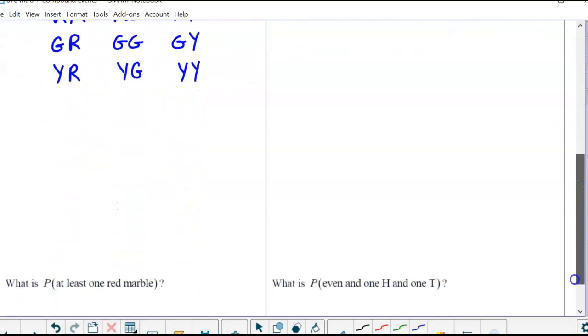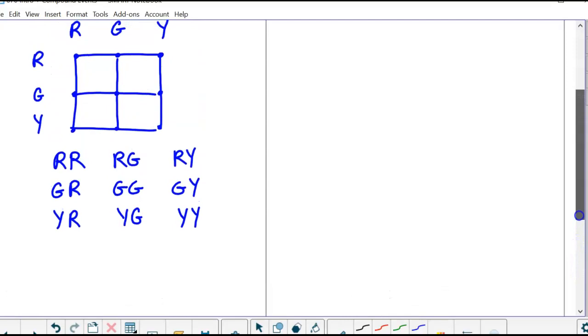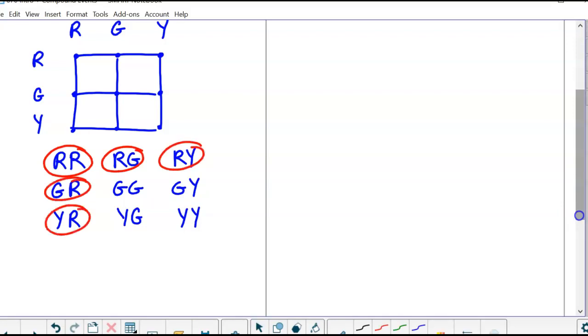And then way down here, what's the probability at least 1 marble is red? Okay, so I'm just going to move it up because there's so much space in there. At least 1 marble is red. So this is both of them. This is 1, 1, 1, 1. Okay. So probability, at least 1 red would be 1, 2, 3, 4, 5 out of 9.